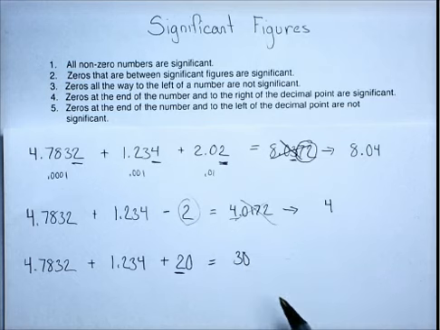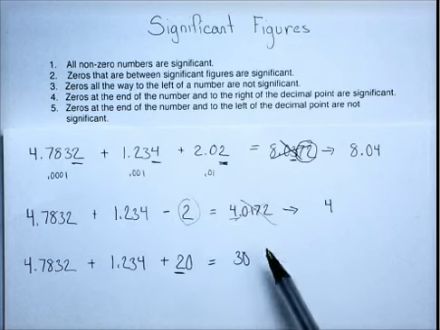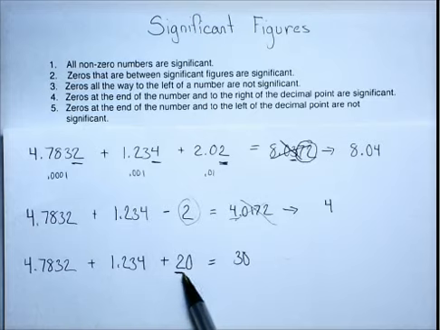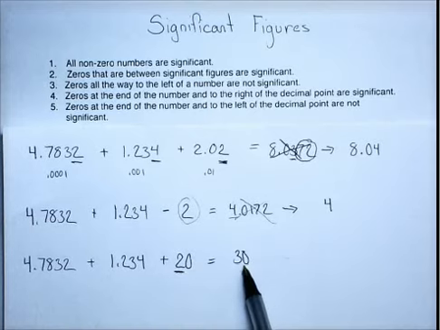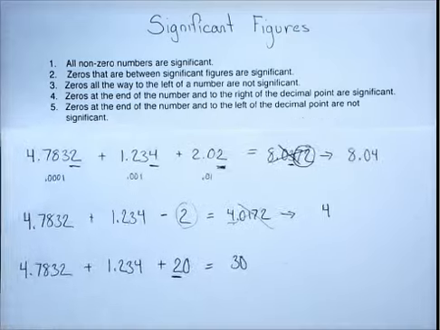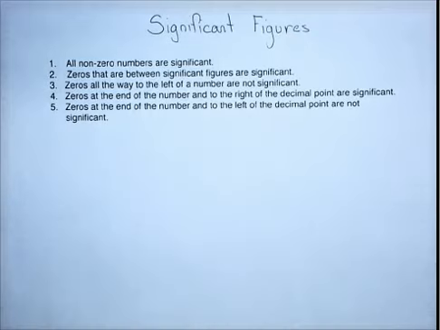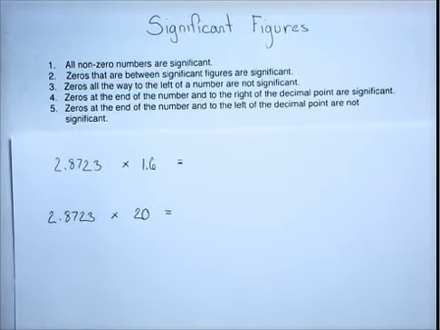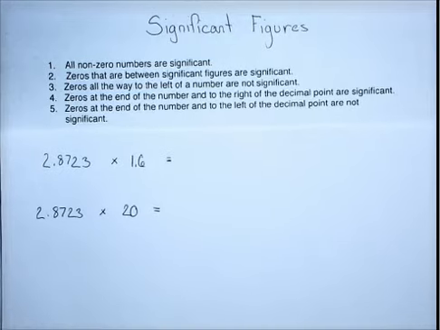So again, the rules for addition, you look for the least precise number, the number with the least number of places past the decimal point, and you round your answer to match that precision. All right. The good news is that that's actually the harder of the two major operations we do in math. So addition and subtraction both operate by that rule. Multiplication and division operate by a different set of rules.